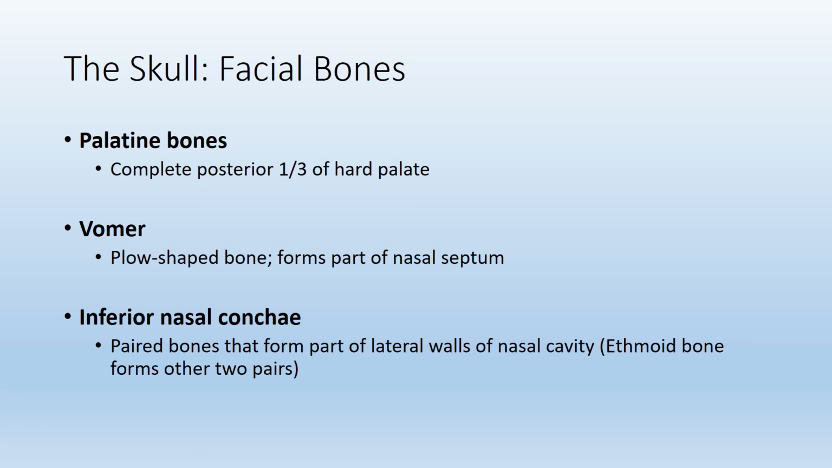And lastly, the inferior nasal concha. Remember, the ethmoid bone had the superior and middle nasal concha. The inferior nasal concha is a separate bone, but it also contributes to the lateral walls of the nasal cavity.